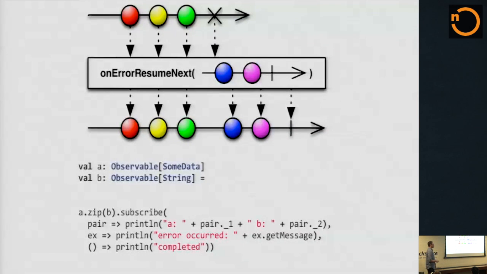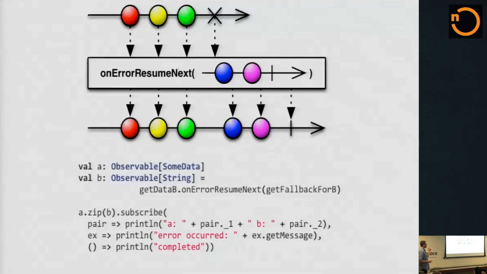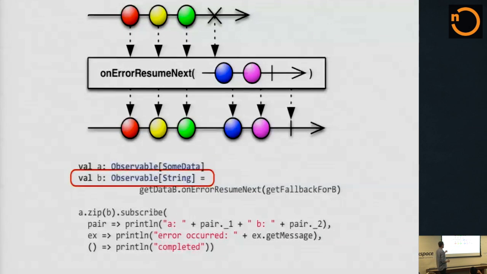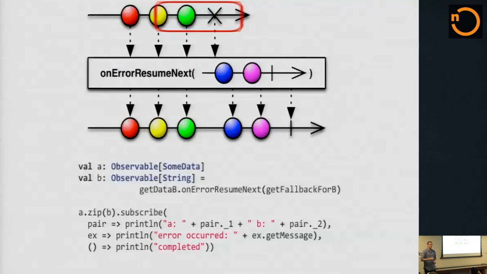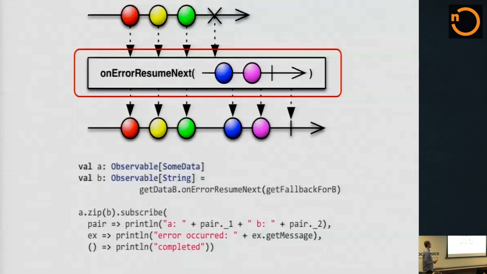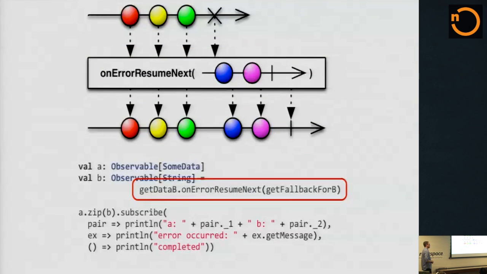So on-error resume next is one of those functions. The way on-error resume next works is it allows you to accept a sequence of events, and when an error occurs, you want to actually do something different. In this case, on the B sequence, not the A, I want to say if errors happen on you and only you, when receiving that on-error, I want to apply a function to you.